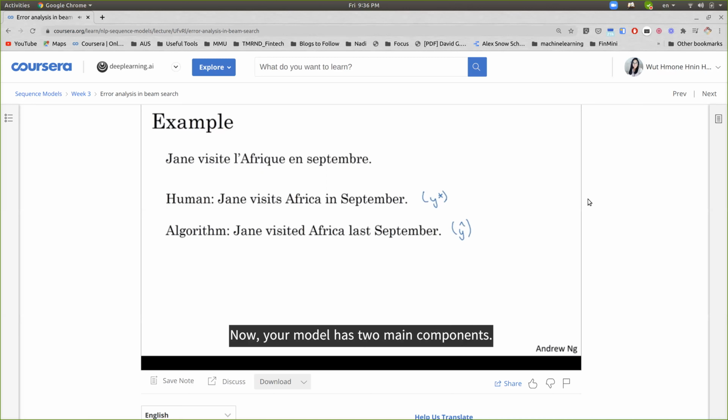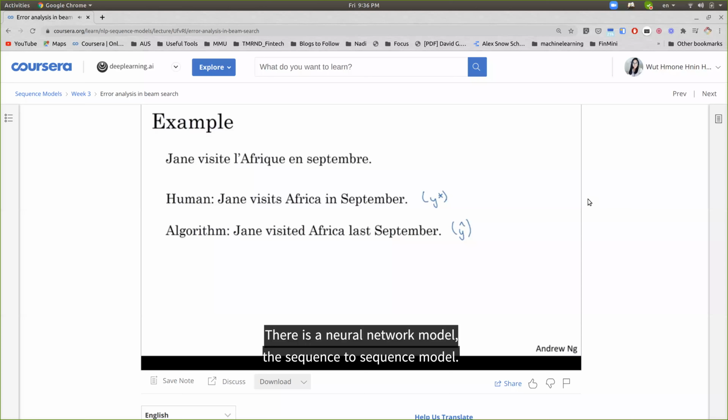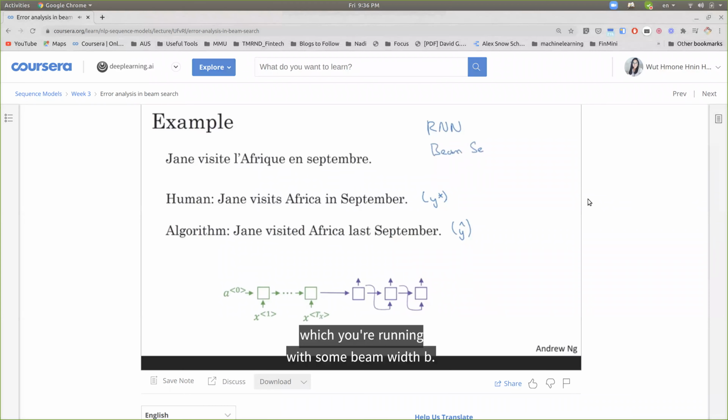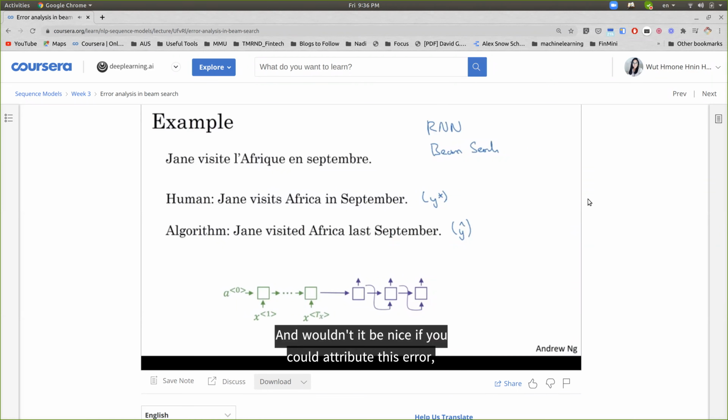Now, your model has two main components. There is a neural network model, the sequence-to-sequence model, that's your RNN model. It's really an encoder and a decoder. And you have your Beam Search algorithm, which you're running with some beam width B. It would be nice if you could attribute this error, this not very good translation, to one of these two components. Was it the RNN, or really the neural network, that is more to blame, or is it the Beam Search algorithm that is more to blame?